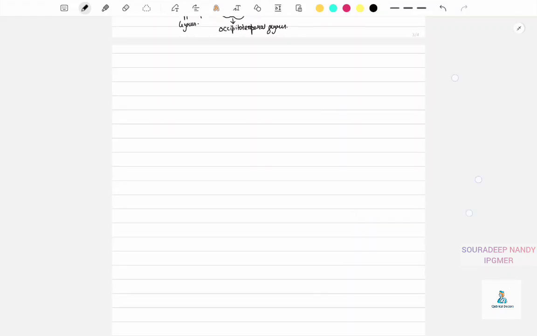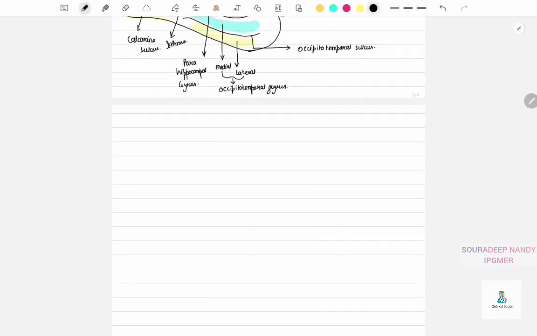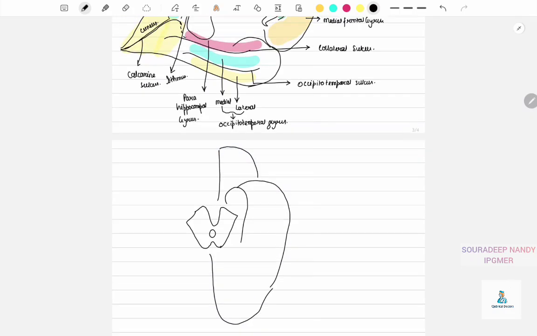Now let us discuss the sulci and gyri at the inferior surface of the brain. So here I am drawing the cerebral peduncle. Here I am drawing the midbrain. So this is the inferior surface of the brain. This is the orbital surface, and there is an H-shaped sulcus. This is called the orbital sulcus. This orbital sulcus divides the orbital surface into anterior, medial, lateral and posterior parts.